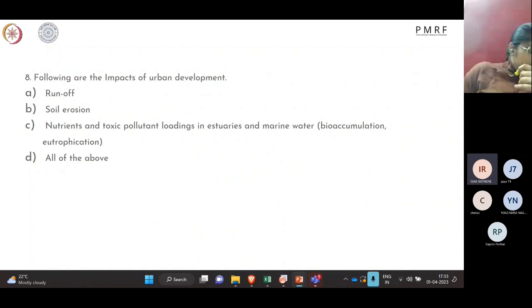Okay, so we have an answer D. So D is the correct answer. Because of urban developments, you have many more impermeable surfaces, which do not allow the water to seep down into the groundwater level. So it causes surface runoff. That is, this water goes into the drains and other water networks, and it runs off and does not recharge the groundwater. It causes soil erosion as well because of the displacement of the soil, and then nutrients and toxic pollutants are discharged into the surrounding waters, which can cause bioaccumulation.